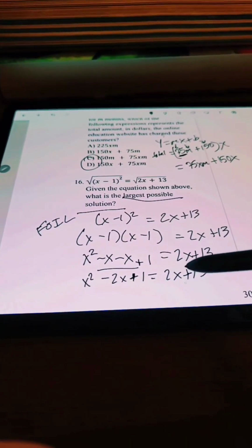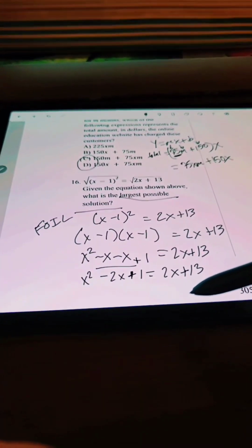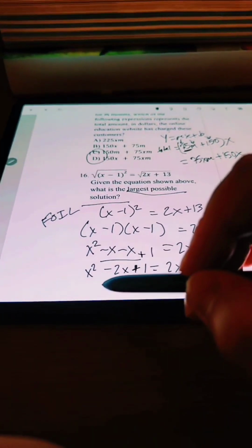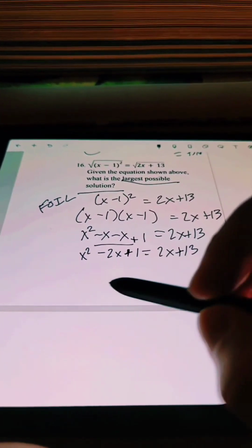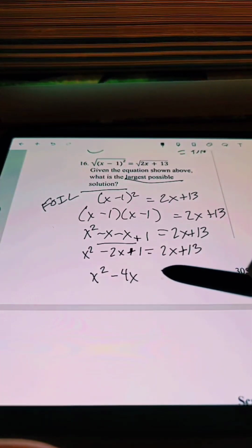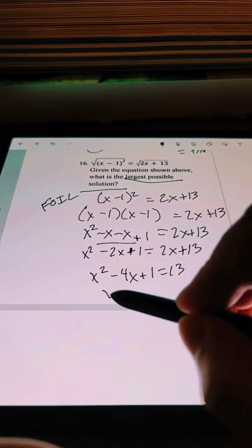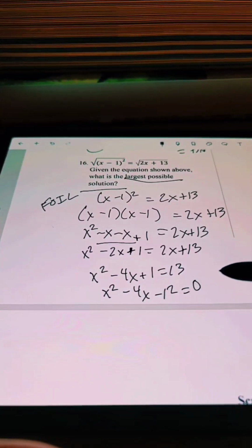So then what we're going to do now is set a quadratic equal to 0, so then we can factor and solve. So I'm going to subtract 2x from each side, and then when I subtract 2x from each side, I get x squared minus 4x plus 1 is equal to 13. Now I'm going to subtract 13 from each side, and I'm going to get x squared minus 4x minus 12 is equal to 0.